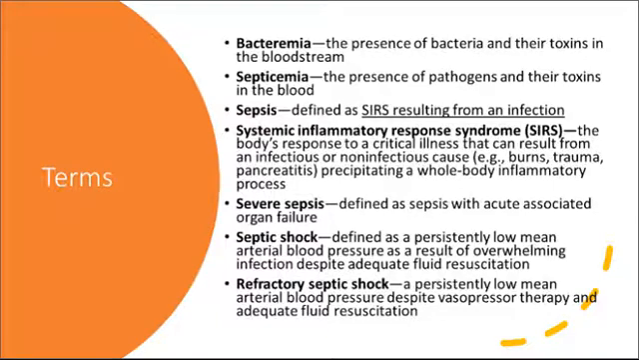Severe sepsis is sepsis with acute associated organ failure. As we go through sepsis, you will see you can have sepsis progress from mild and further as different organs, or one organ or multiple organs, are involved. Septic shock: persistent low mean arterial blood pressure, the result of overwhelming infection despite adequate fluid resuscitation. A lot of words will make sense by the time you are through with this unit.